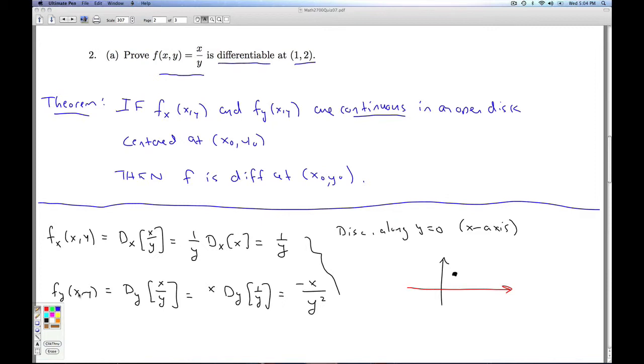Can you find an open disk centered at that point that doesn't hit the x-axis? Well, sure. There's lots of them. I've crudely sketched one of them there. So, since the first partials are continuous on this open disk, I can conclude the function is differentiable at the point 1, comma 2. All right, so the theorem hypotheses are satisfied, so I get the conclusion. And that'll do it for 2a.